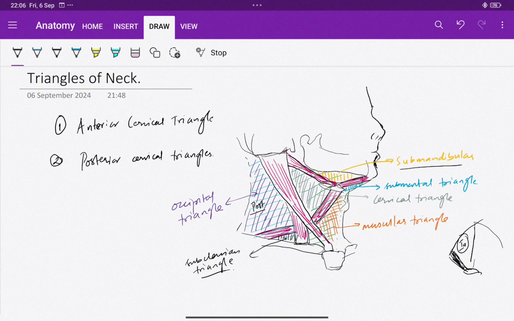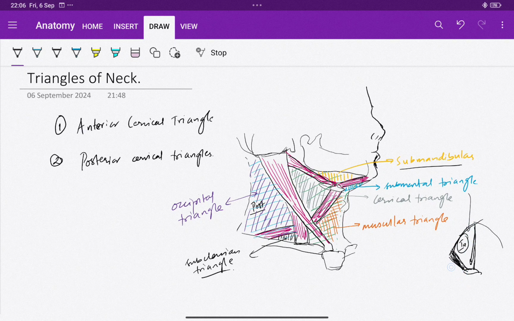Okay, and I will be covering the lymph node stations later on. Let's just briefly describe the triangles. So with the midline medially, the anterior belly of digastric laterally, and the mandible superiorly, this constitutes the submental triangle.